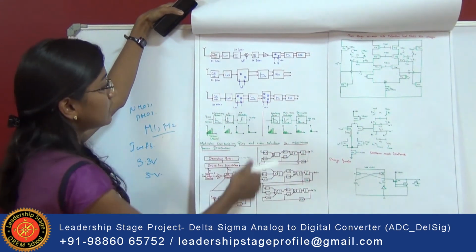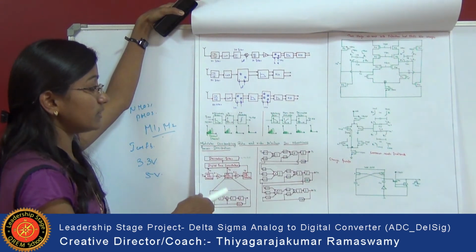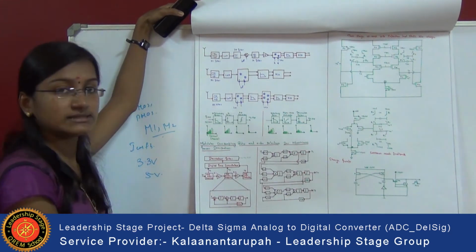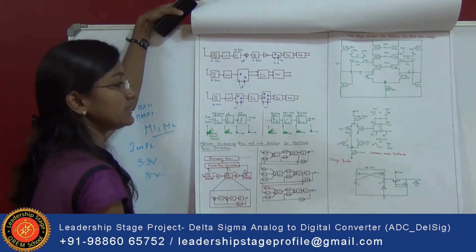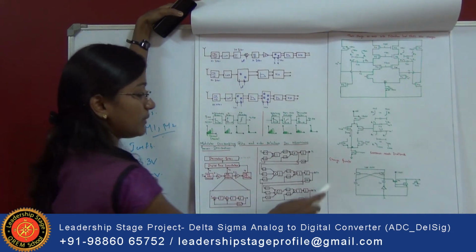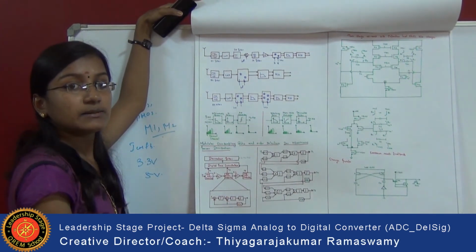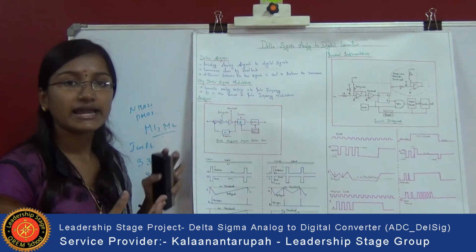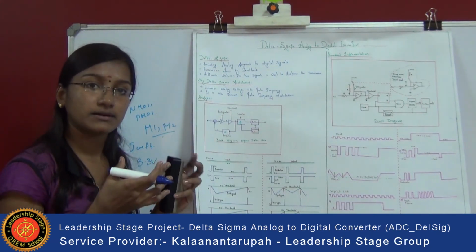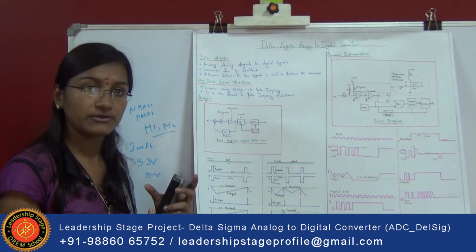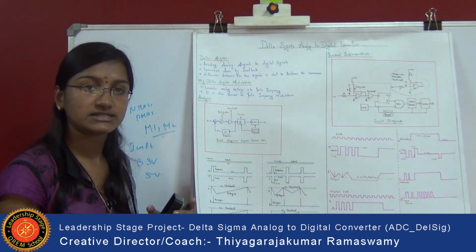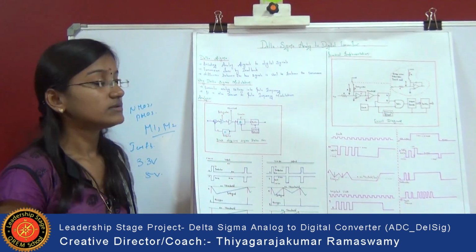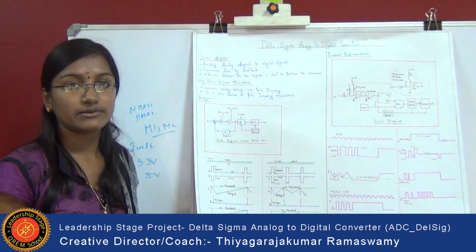So by using this method, I am going to reduce the quantization noise as well as interference, the power dissipation, and the power level. By using this delta sigma converter, I have achieved 71 dB of dynamic range as well as 81 milliwatt of dissipation, and this has been achieved by using 3.3 volt. So this is about the delta sigma analog to digital converter. Thank you.